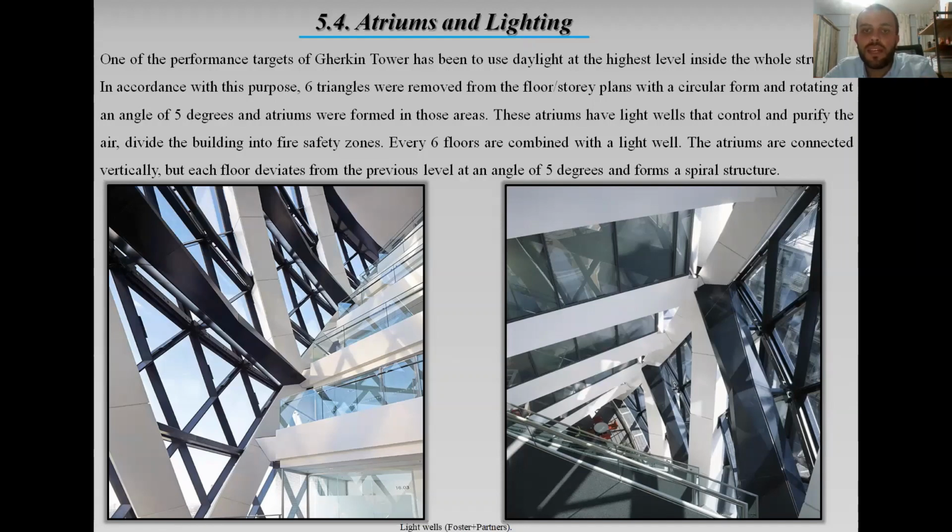These atriums have light wells that control and purify the air and divide the building into fire safety zones. Every 6 floors are combined with a light well. The atriums are connected vertically, but each floor shifts from the previous level at an angle of 5 degrees and forms a spiral structure.